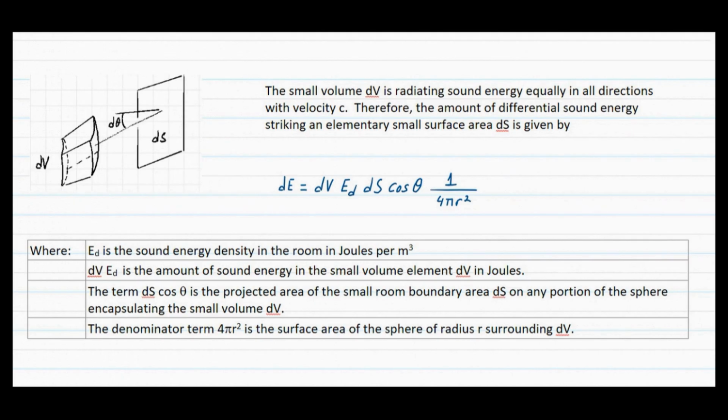Therefore, the amount of differential sound energy striking an elementary small surface area ds is given by dE equals dV times E sub d times ds times cos theta times 1 over 4 pi r squared. And the terms of this equation are explained below.